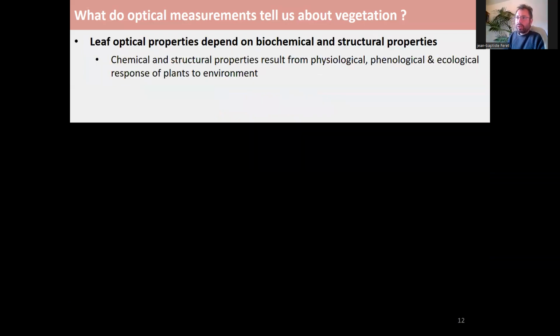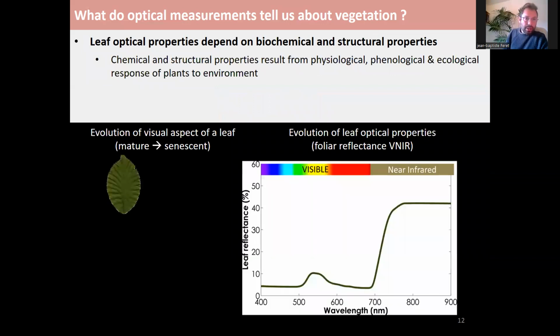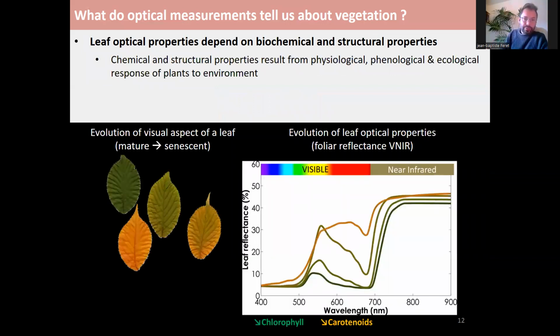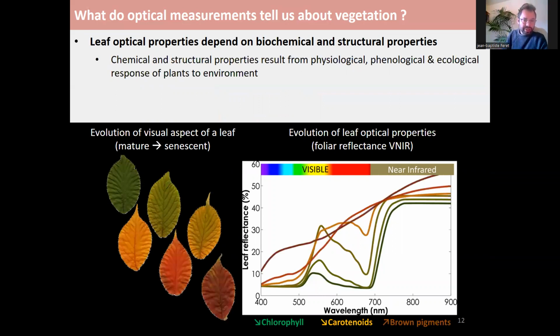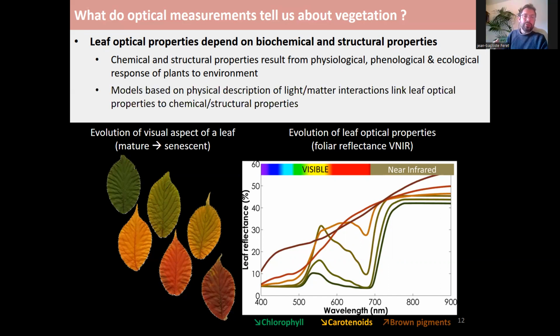We'll first start with leaf optical properties. As I mentioned earlier, these leaf optical properties depend on chemical and structural properties. Here is an illustration of the evolution of leaf reflectance with senescence, from mature to senescent. As you can see, there's an evolution of the leaf reflectance, which is explained by the evolution of pigment content, with degradation of chlorophylls and carotenoids, increase of brown pigments, and so on. To get a more quantitative perspective, multiple methods have been developed to take advantage of leaf optical properties and link them with leaf chemistry.